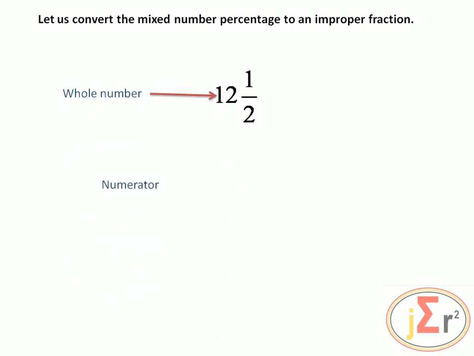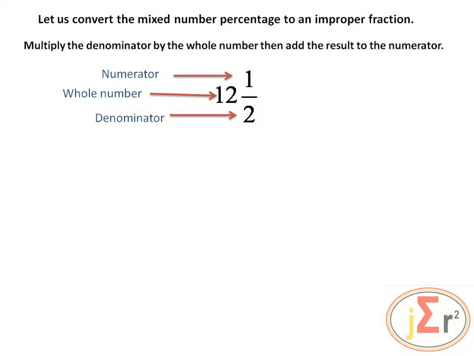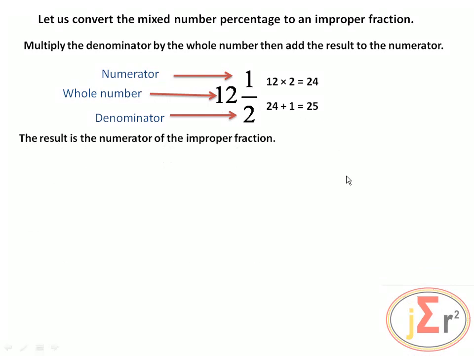Of course, we have the whole number, we have the numerator, and we have the denominator. Multiply the denominator by the whole number, then add the result to the numerator. That is how we are going to convert it to an improper fraction. So 2 times 12, 24. Then we have 24 plus 1 is 25. The result is the numerator of the improper fraction. So 25 is what we get. And of course, the denominator is the same as before.